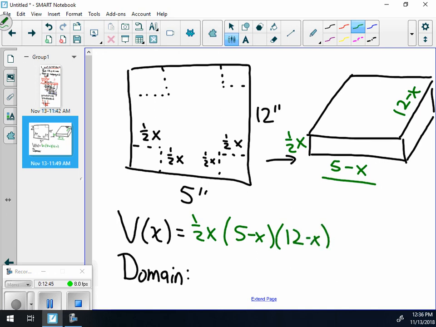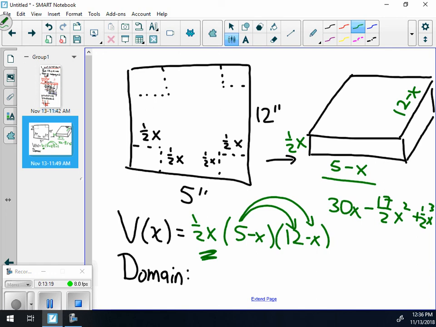On the test, if they tell you to give this in factored form, you're done. If they tell you to give this in general form, you'll need to multiply this out. All right? We will not take the time to multiply it out here, but all you'd have to do is just distribute, FOIL these out, and then make sure at the end, and only at the end, you multiply the 1/2 x in. If you do this, I believe you end up with 30x minus 17/2 x squared plus 1/2 x cubed, I believe is what you end up with at the end.